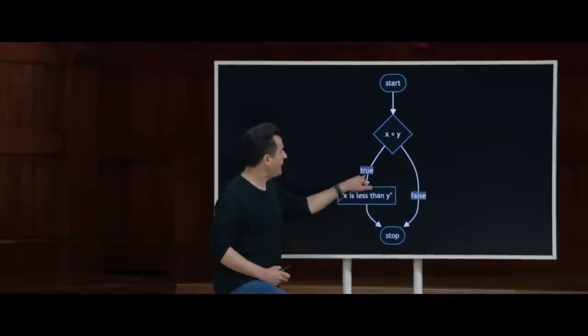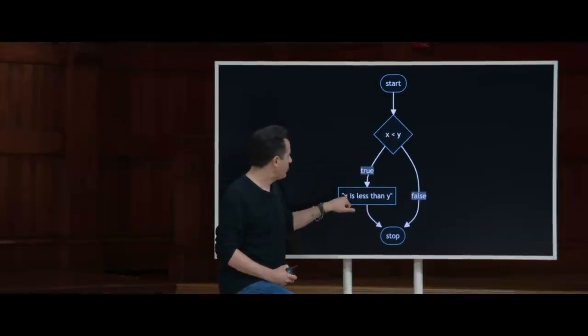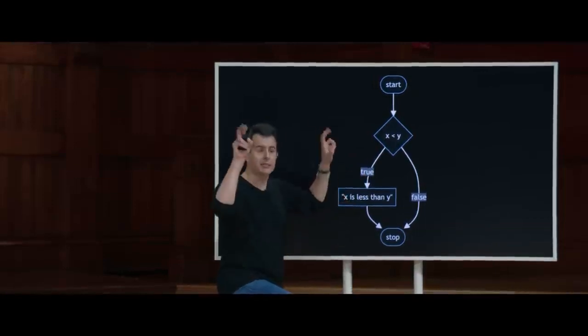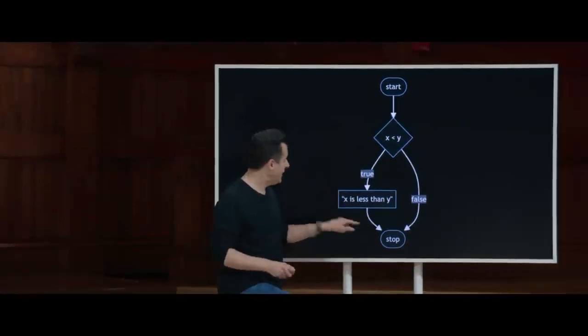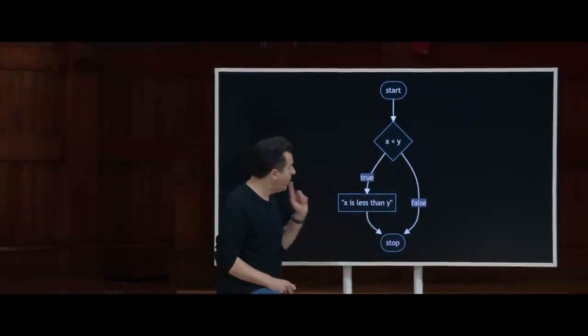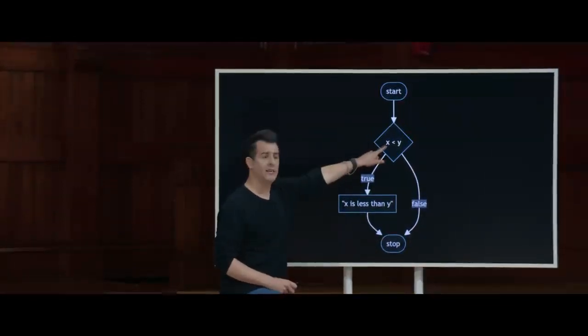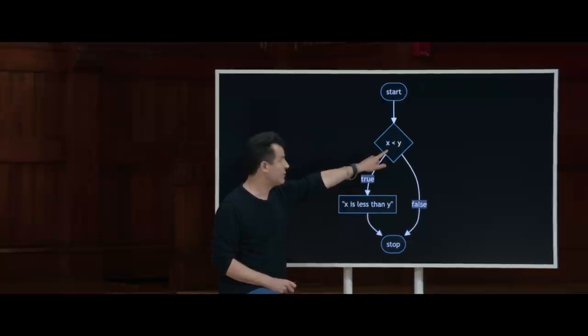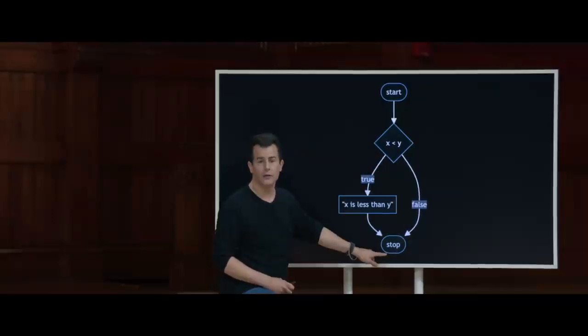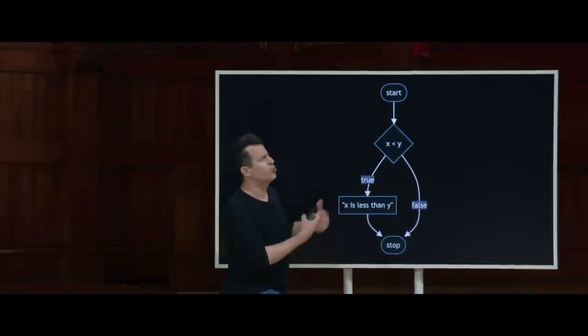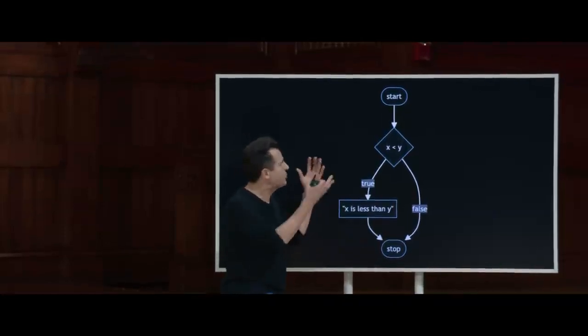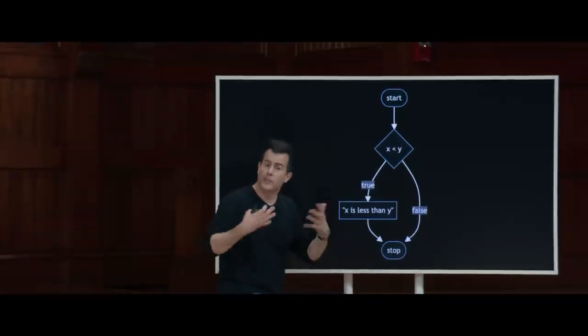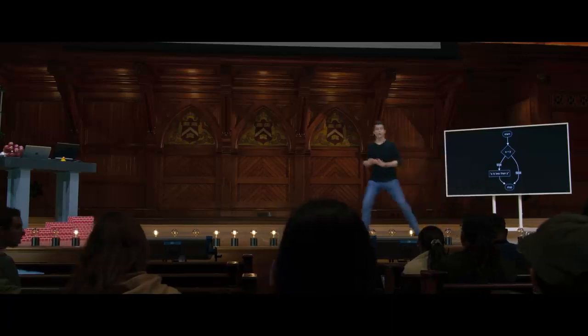So let me propose per the arrow that if the answer is true, then print out, per this rectangle, "x is less than y," and then stop. That's it for the program. But logically, if x is not less than y, that is, that question's answer is false, we'll just skip right to the end and stop. So this is a control flow diagram. It's just a pictorial way that you could write on a piece of paper that just represents what it is the program is doing.